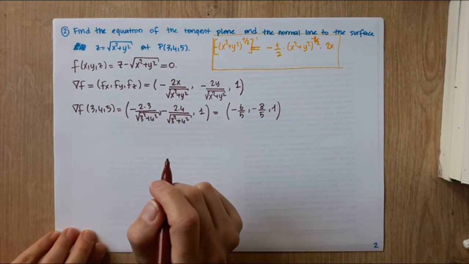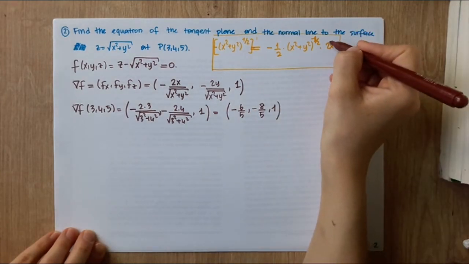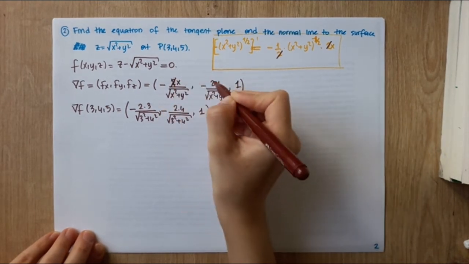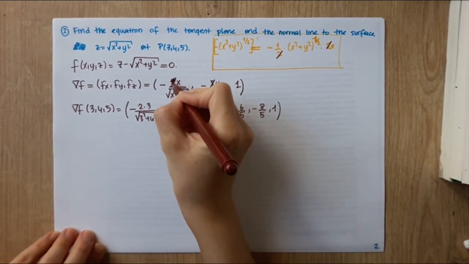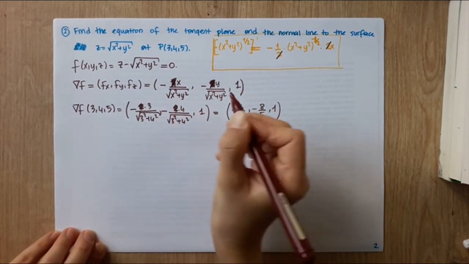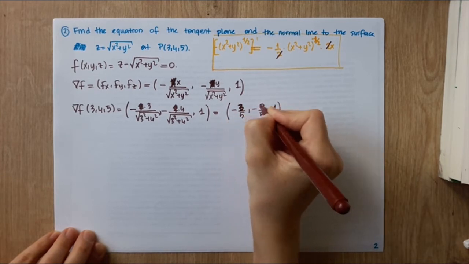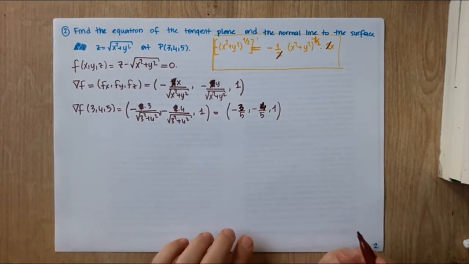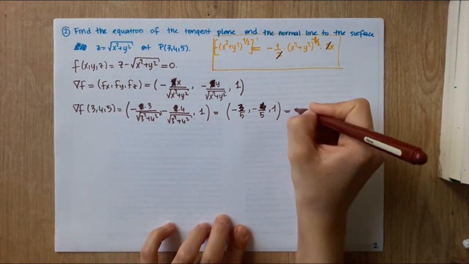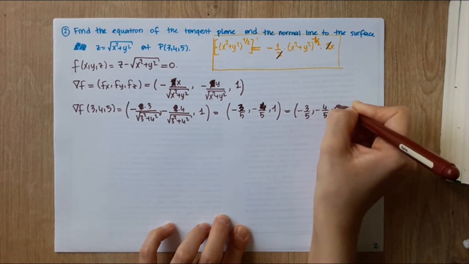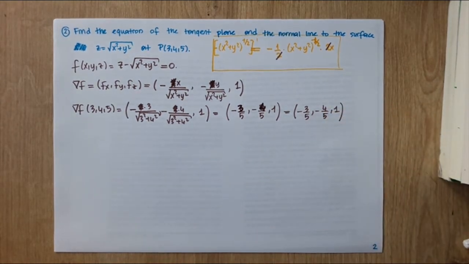Sorry, there's a mistake here. We can cancel those x's, so there is no 2 here. There is no 2 and no 2 here, so we have 3 and 4. So I will write it one more time. We have minus 3 over 5, minus 4 over 5, and 1. This is the gradient vector evaluated at the given point.